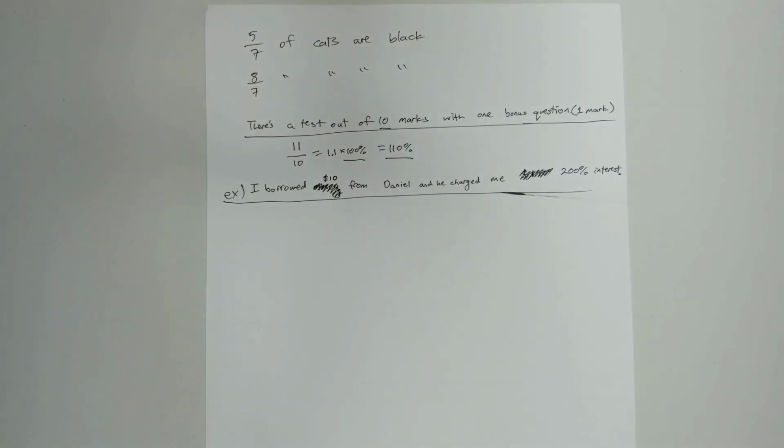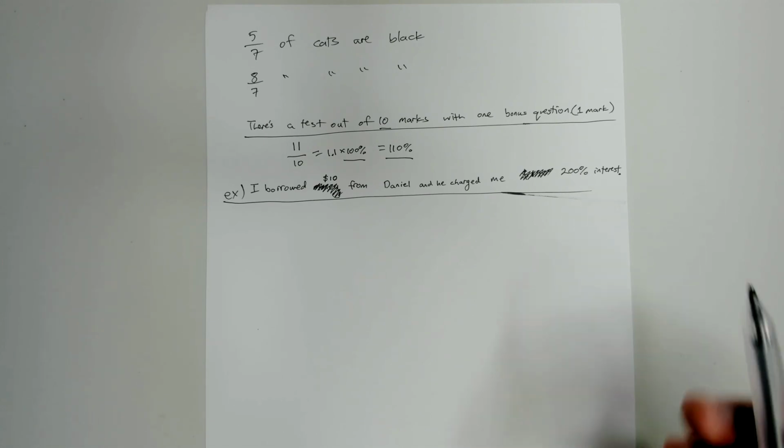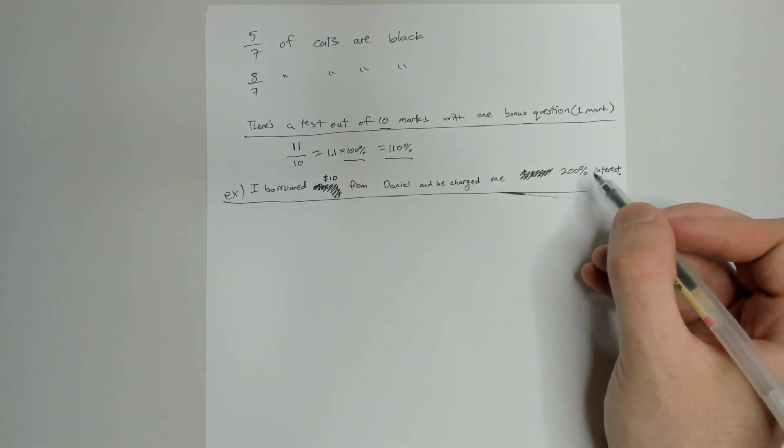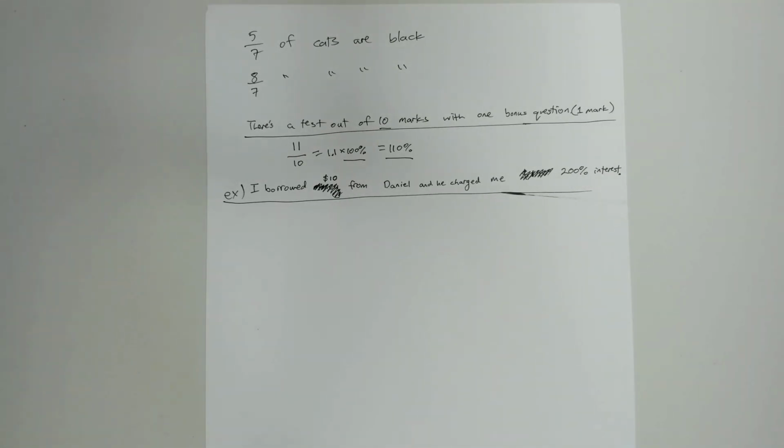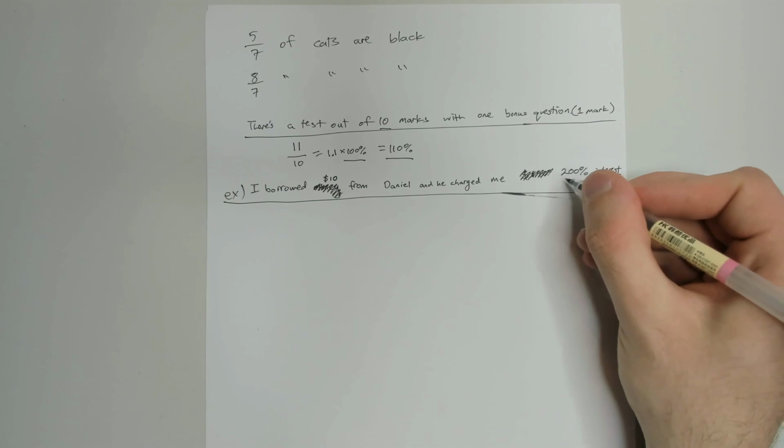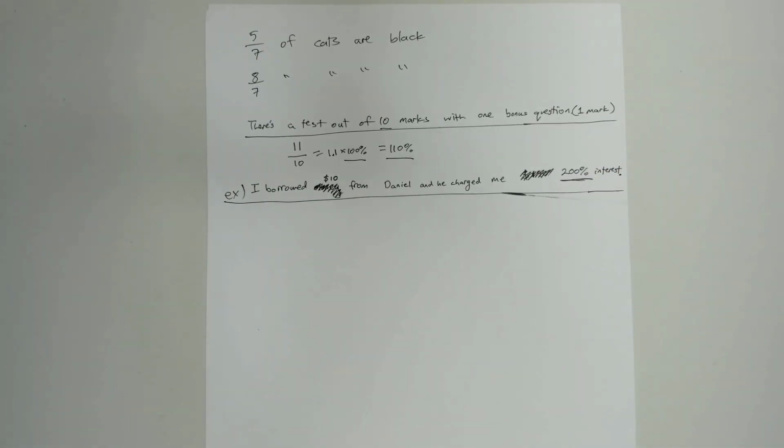So another example would be, let's say I borrowed $10 from Daniel and he charged me 200% interest. So what that means is I borrowed $10 from him and then I gave him back the $10 later, right? But he charged me an extra amount. So basically, it put Daniel out a little bit for him to lend me the $10. So in order to pay him back for putting that $10 on hold, in addition to the $10 I gave him back, I also pay him a little bit more. And the amount I'm paying him back is determined by this 200% here.